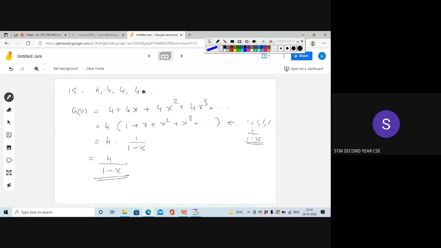So if the series is 2, 2, you will get 2 by 1 minus x. If it is 4, 4, etc., the same number repeated, then you will get 4 by 1 minus x. So whichever number is given here, that will come on top. And if you learn these generating functions by heart, it is easy. Otherwise, you have to derive and find out. If you derive it, you will get the generating function.